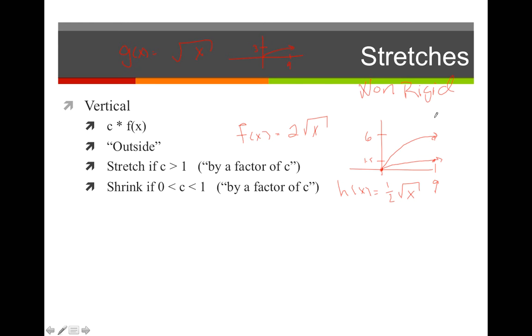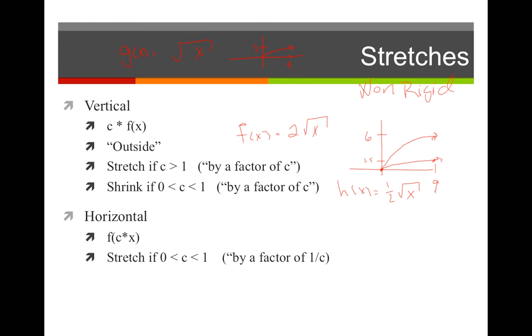Okay, so likewise, we've stretched the y values, now we can stretch the x values. So that would be a horizontal, because horizontal changes the x values. This would be multiplying by the inside of your function. Now, it's opposite. Every time we do something to the inside of a function, it's kind of opposite what you think. If that number is between 0 and 1, it actually stretches by a factor of 1 over c.